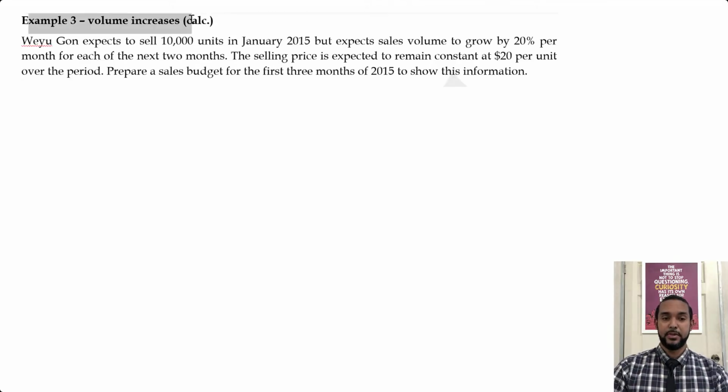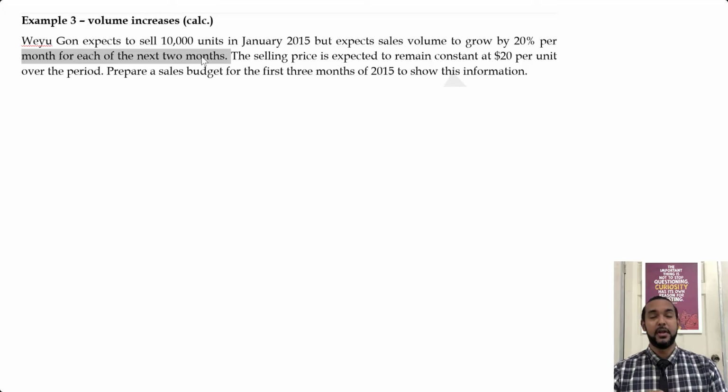So in example 3, we do have increases in the sales volume that we have to calculate. Where You Gone expects to sell 10,000 units in January 2015, but expects sales volume to grow by 20% per month for each of the next 2 months. So it's 10,000 units in January, and we expect that to grow by 20% for each of the next months.